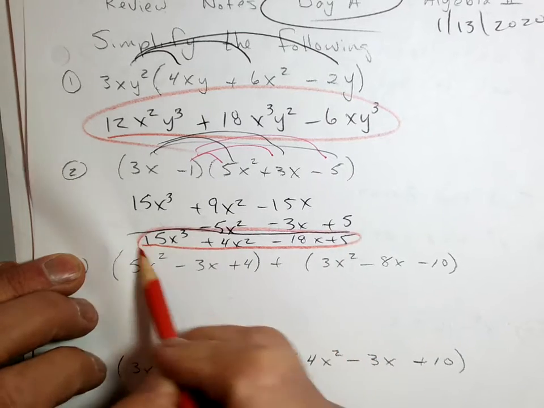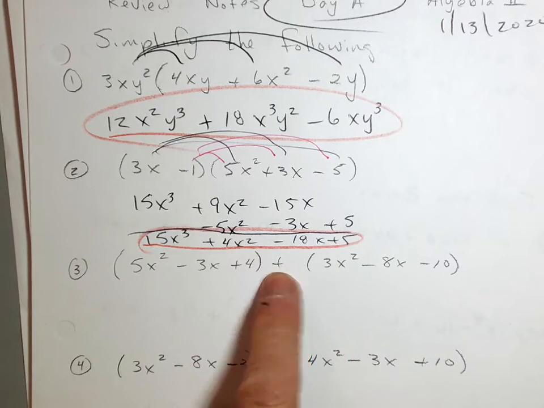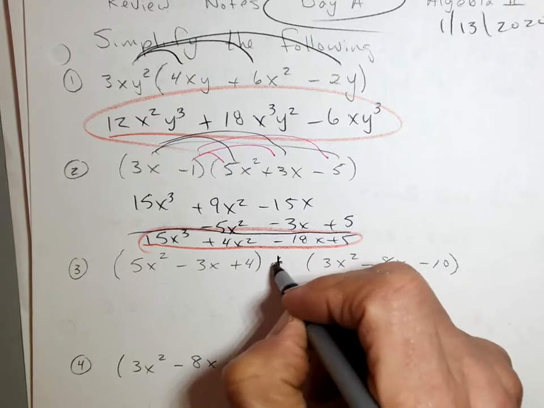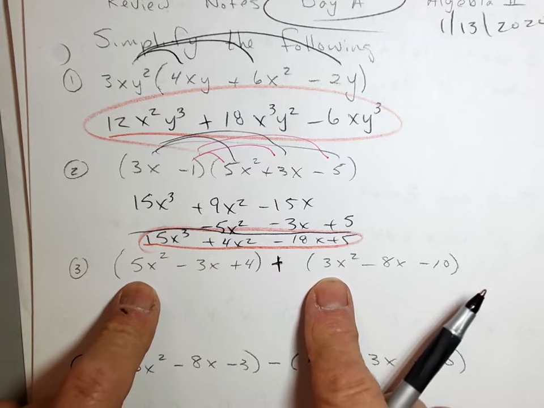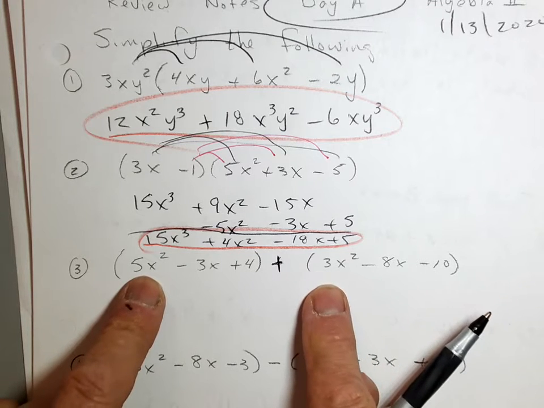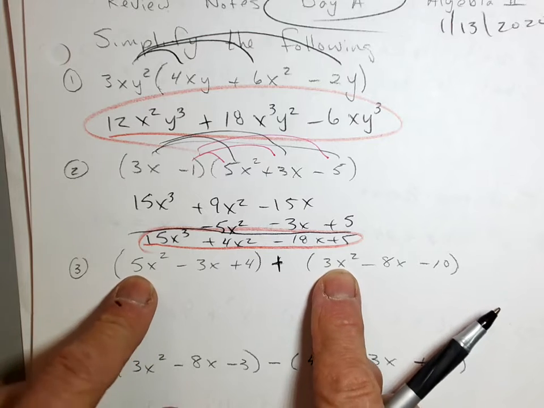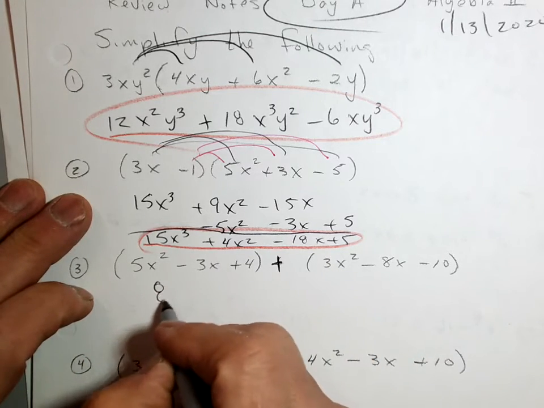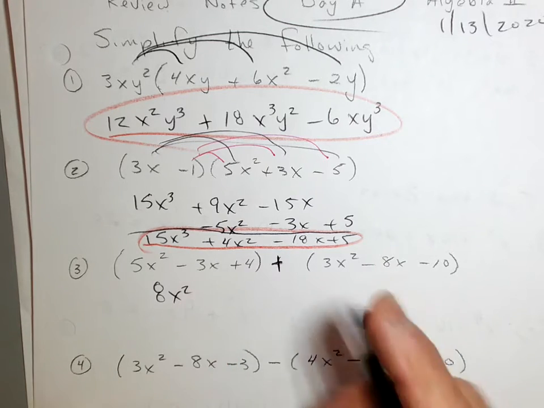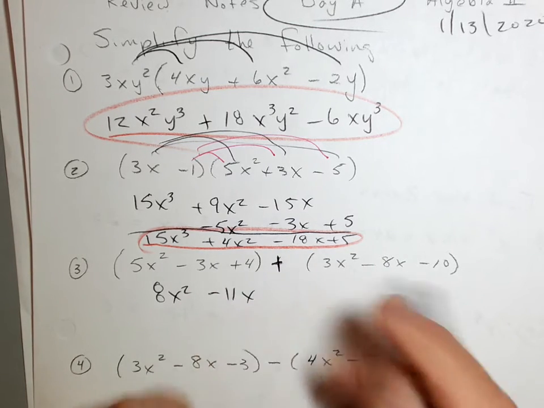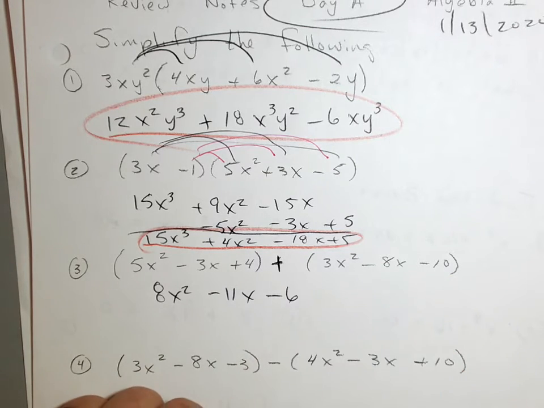Okay. Now number 2 is different. Or sorry, number 3 is different. That's a plus sign, so let's just add. When I add, I combine like terms. I'm just looking for how many x squareds. Don't add x's. So I'm going to get an 8x squared. How many x squareds do I have? I've got 8x squared, minus 11x, minus 6. That's it. Easy.